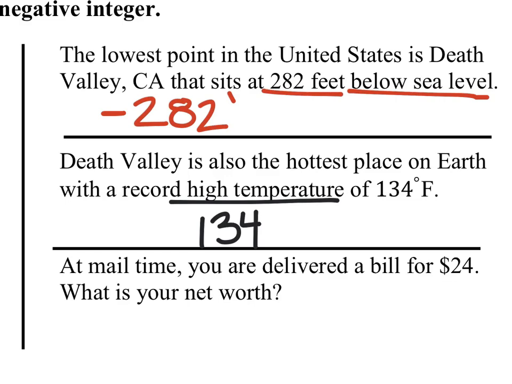Next, at mail time, you are delivered a bill for $24. What is your net worth? Since this is a bill, it's something that you owe. Therefore, this is a negative value. So this would be negative $24. Your net worth would be negative $24. But again, we're just asking for the integer here, the number, which I'm going to write as negative 24.